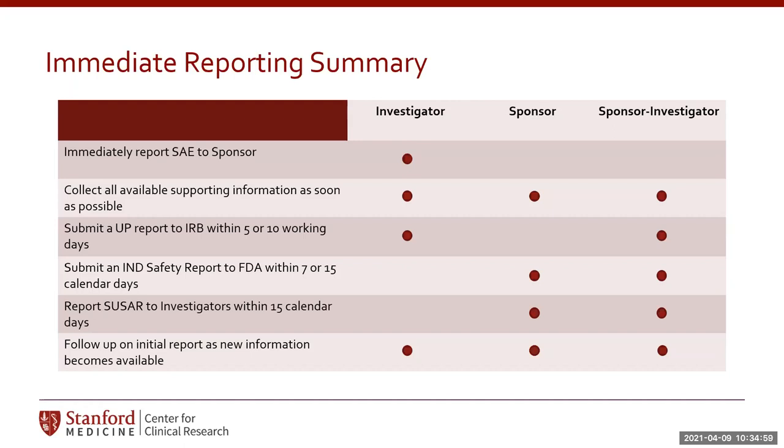Any questions? Just to clarify, Maya, once we get SUSARs from the sponsor, we submit those to the IRB in a report, not upon continuing review. That's correct. Because SUSARs would meet the definition of a UP. Because they're unexpected, they're related to study participation, as has been determined because it was reported as a SUSAR, and they're harmful. If they meet all of those three, they are a UP, and they need to be promptly reported.